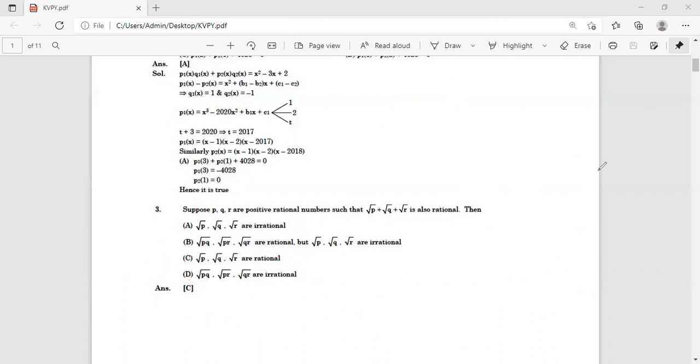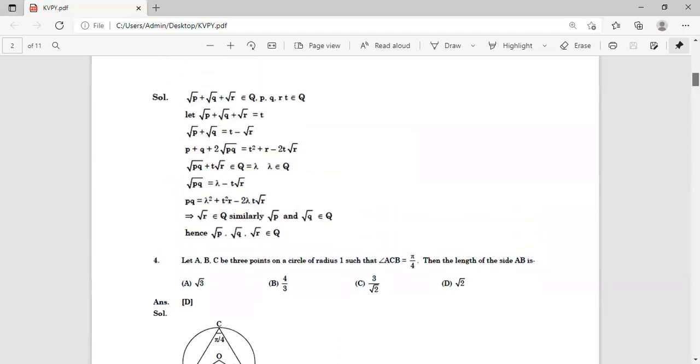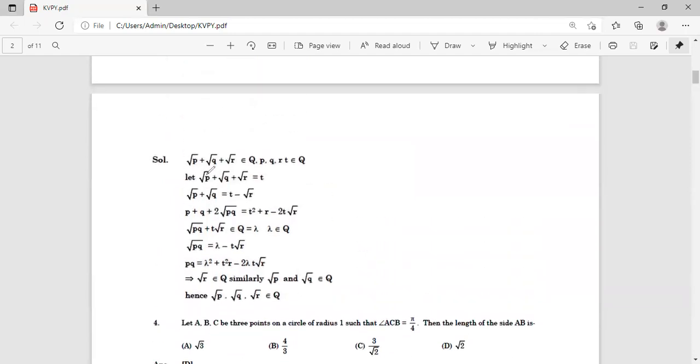So directly you can solve it, easy question, but you can also see the normal method to solve. If you solve it without taking an example, it is given that root P plus root Q plus root R is rational. So let it be t. So I take it on this side, t minus root r, square it, equate the rational and irrational sides. So you'll get root pq plus t root r is rational. Let us call it lambda.